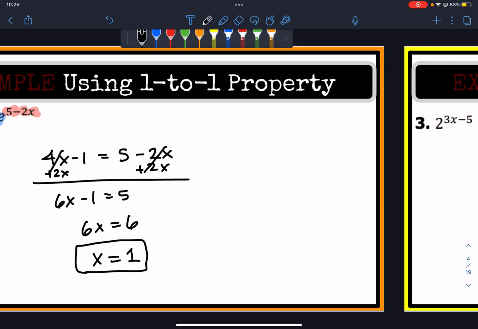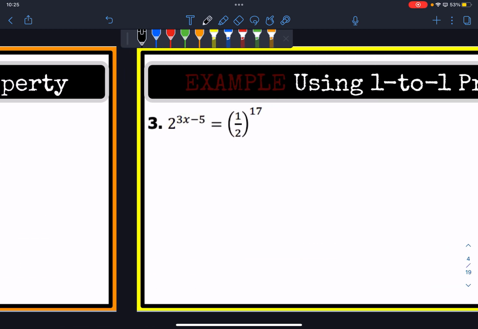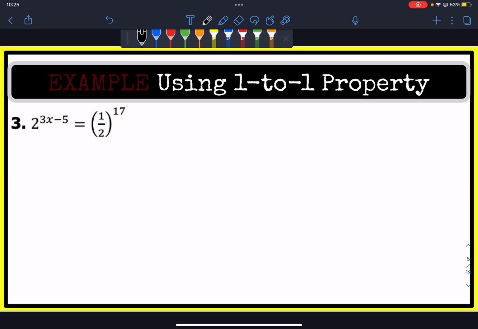Let's do a couple more examples. Now, it might not seem that the bases are the same, but we can manipulate numbers again, so we can rewrite them so they end up having the exact same base. So for example, here I have a base 2, but this is a base of 1/2.